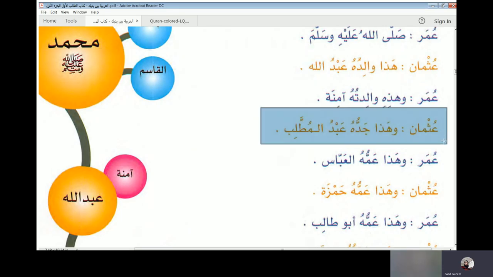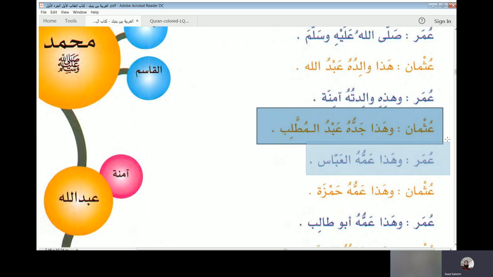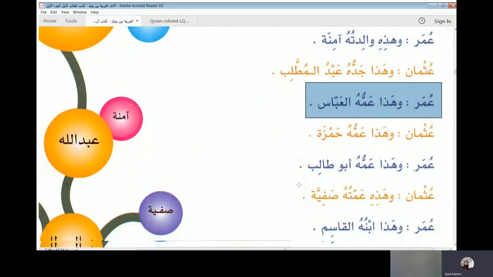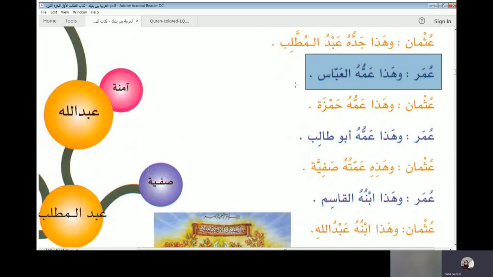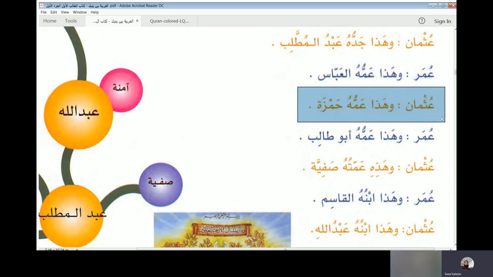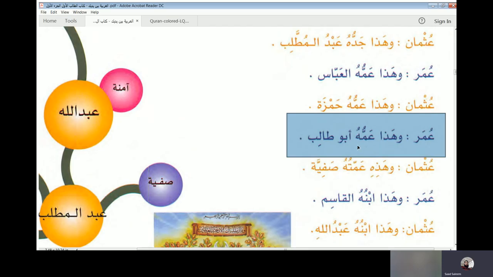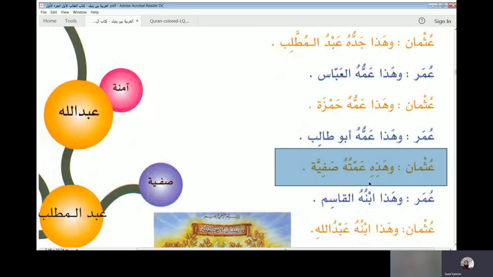Wahaza jadduhu Abdul Muttalib. And this is his grandfather, Abdul Muttalib. Wahaza ammuhul Abbas. And this is his uncle, Abbas. Wahaza ammuhu Hamza. And this is his uncle Hamza. Wahaza ammuhu Abu Talib. And this is his uncle Abu Talib. Wahazihi ammatuhu Safiya. And this is his auntie Safiya.